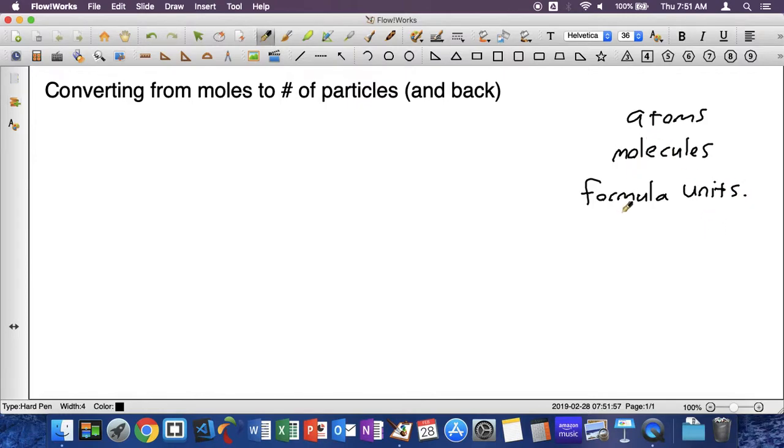But we can't see them, so we can't just take nuclear tweezers and count them by hand. So we need something to count them with. Okay, so a mole is just a number. It's a unit that we use for counting things.